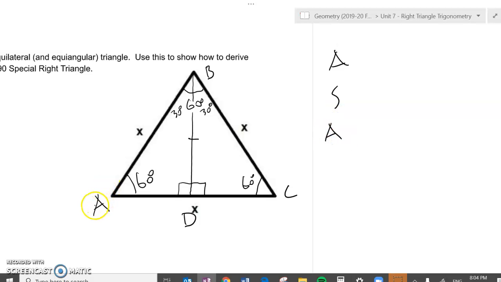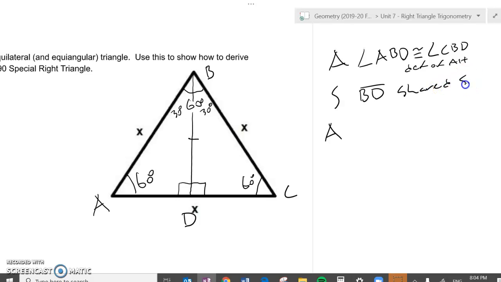So the first angle we can do is ABD. So angle ABD is congruent to angle CBD. And you can just put definition of altitude. And for a side, we can use BD as our shared side. So BD, shared side.